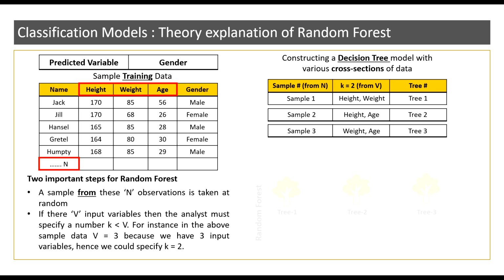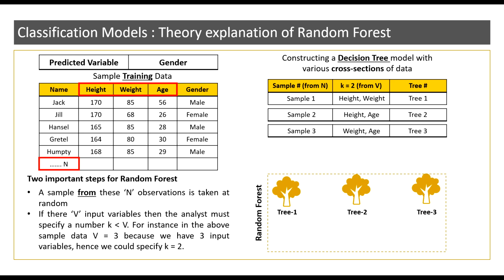If I combine all these 3 trees that I have obtained, I get a random forest. Although each of these trees are built on various cross sections of the data, they will predict the same thing, that is gender, as obviously gender is my predicted variable. Now, let us say I pass the testing data through the random forest model that contains these 3 decision trees. Each of these trees will predict gender.